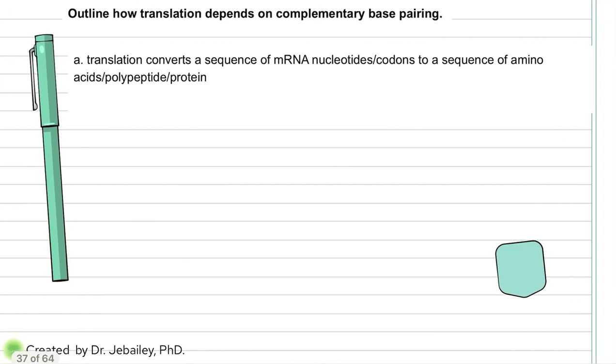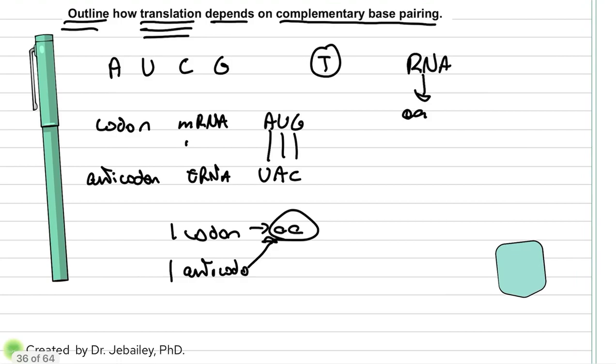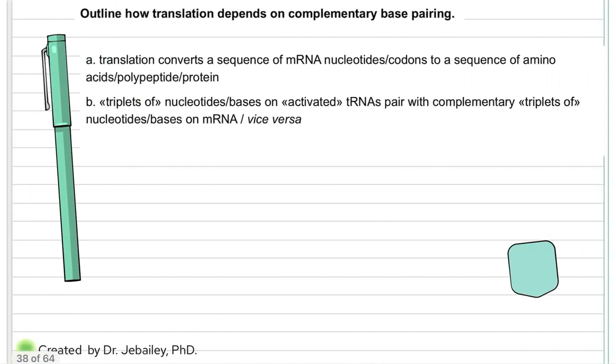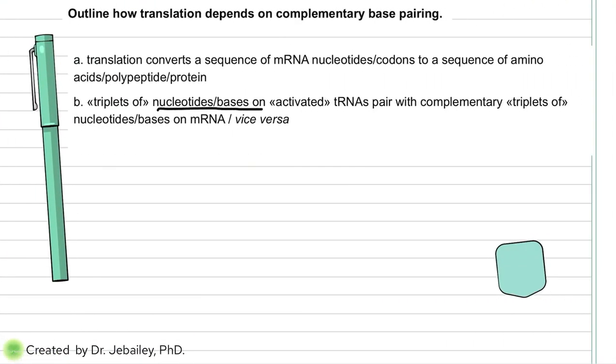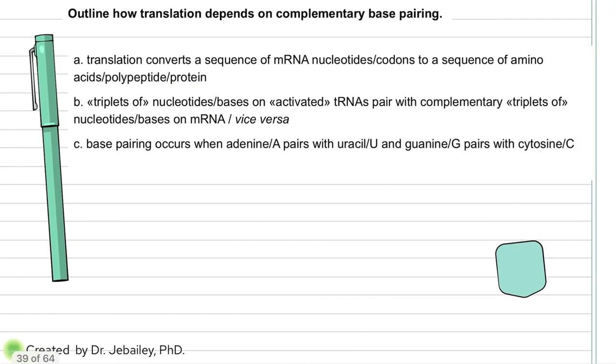Let's see what we have here. Translation converts the sequence of mRNA codons to amino acids, a polypeptide chain. So you can see the whole process was just changing it to an amino acid. Nucleotides of the tRNA are paired with the complementary nucleotides of the codons. So basically, we're just pairing the nucleotides of the tRNA with the nucleotides of mRNA, and that's talking about the codons and anticodons, so you still get points.